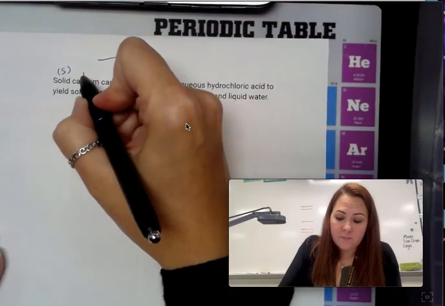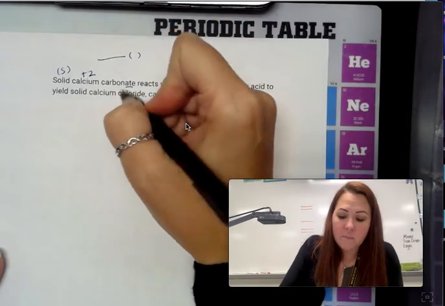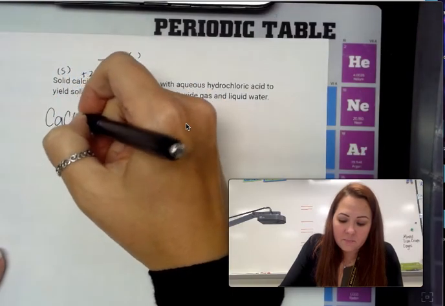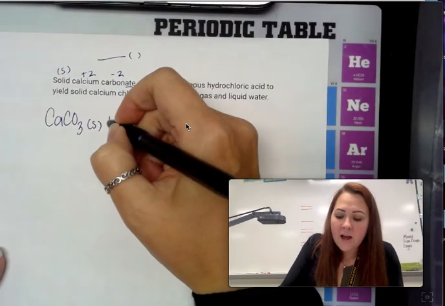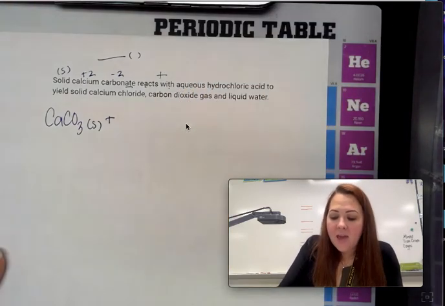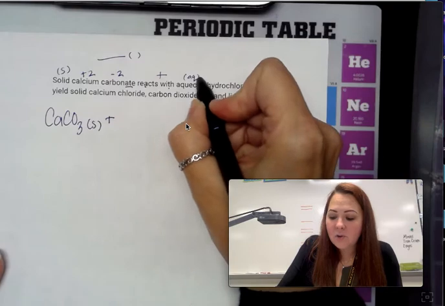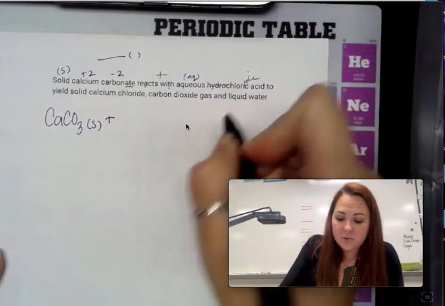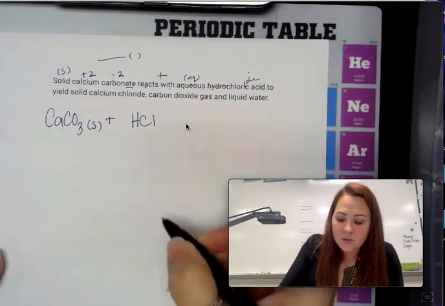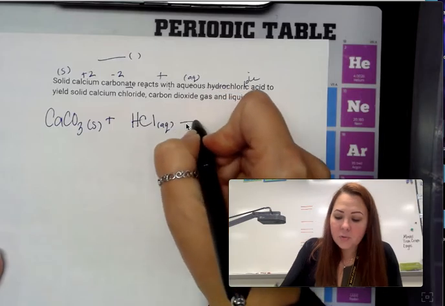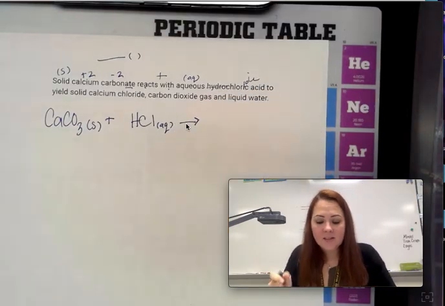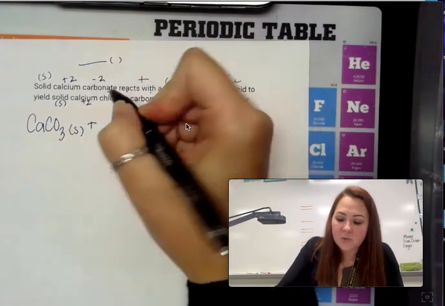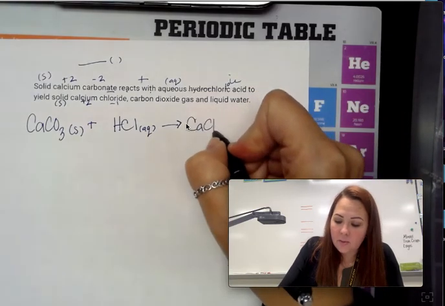Calcium is +2. Carbonate, ATE, is CO3 -2. So again, the charges are the same, so you're going to end up with CaCO3, and that guy's a solid. Reacts with is my plus. Aqueous, AQ, hydrochloric acid. Hydro means this used to be ide. Acid means that it starts with H, so this one is HCl, and that one was aqueous. To yield is my arrow. Solid, calcium chloride. Calcium's +2, chlorine's -1, so you end up with CaCl2, and that one was a solid.